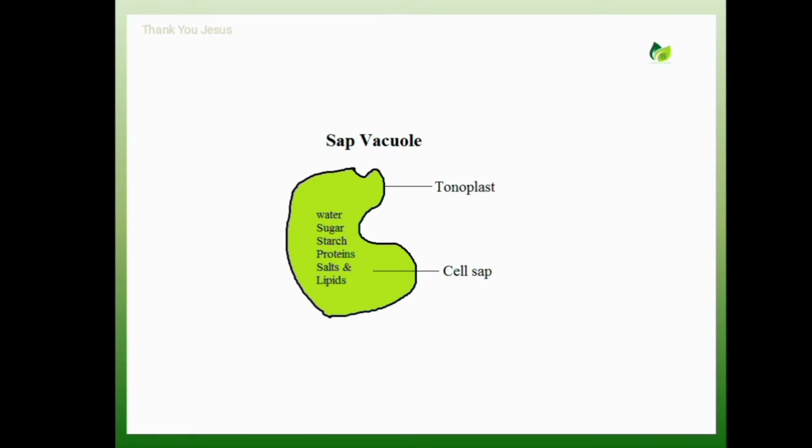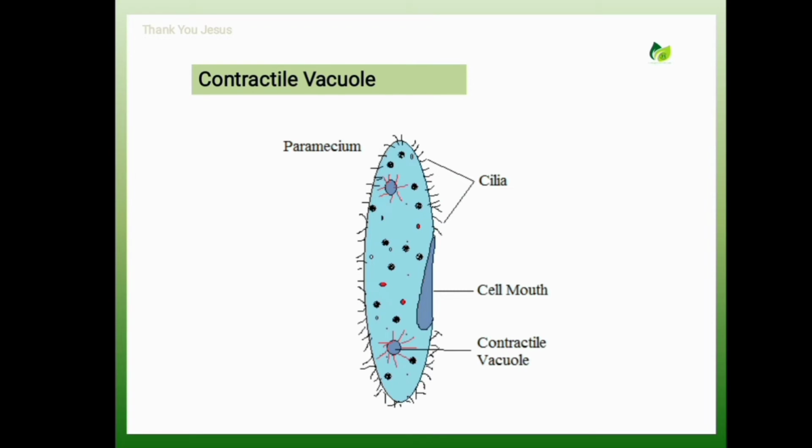Now coming to the second category, contractile vacuoles. So they are present in freshwater protozoa and lower metazoans such as sponges and hydra. Okay, so they collect excess fluid from the protoplasm and periodically empty it into the surrounding medium. So while water enters into the vacuole, it swells up.